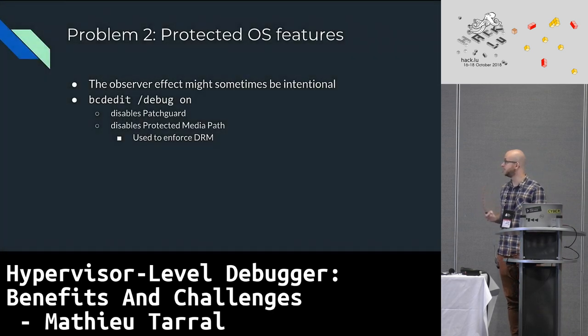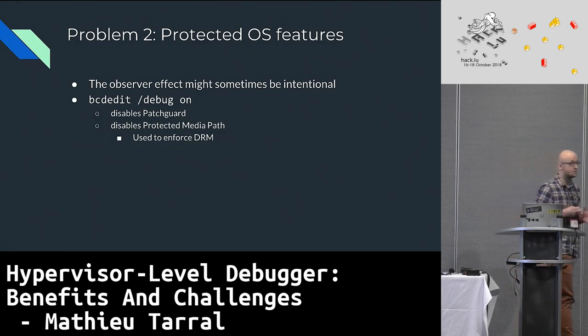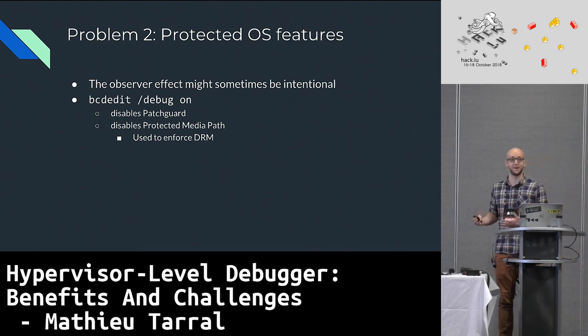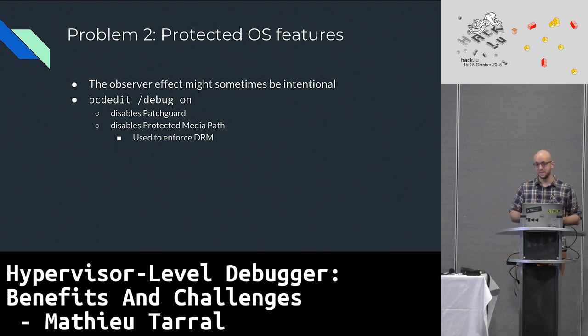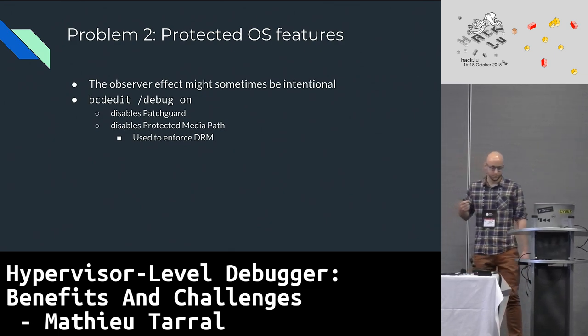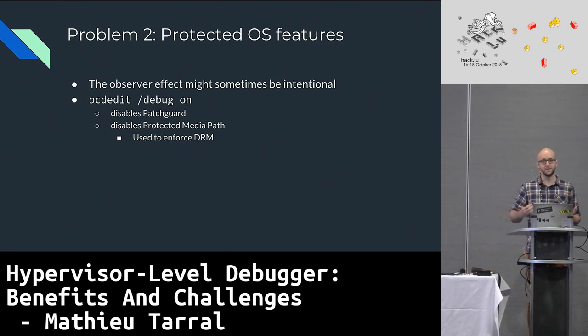The second problem I can think of is that sometimes this observer effect is intentional. Sometimes you have some closed-source operating systems out there which are just trying to protect their features. If you enable debugging on Windows, it will disable PatchGuard and then disable the protected media path. The protected media path is a requirement to start a protected environment to allow the execution of DRM. So if you want to analyze DRM execution, you cannot use a debugger for that because it's protected.